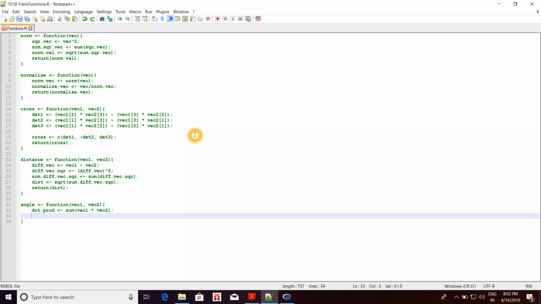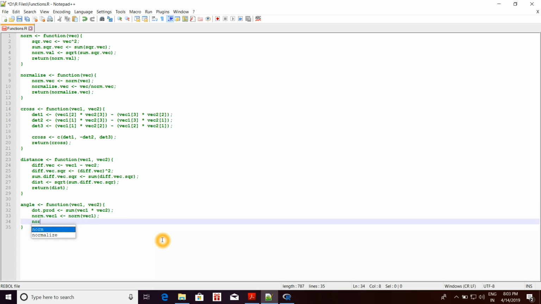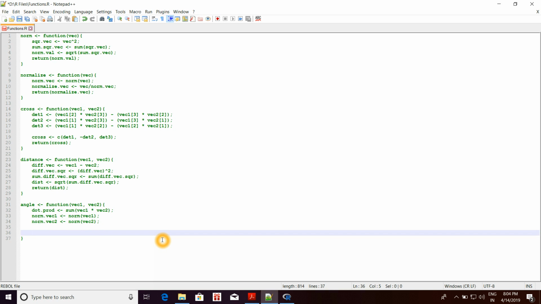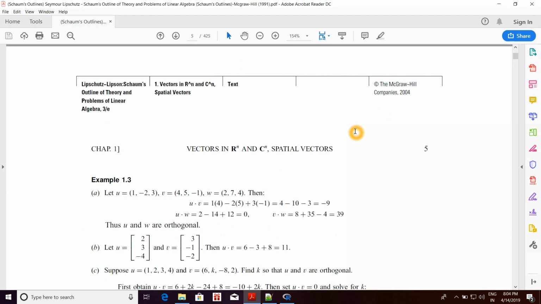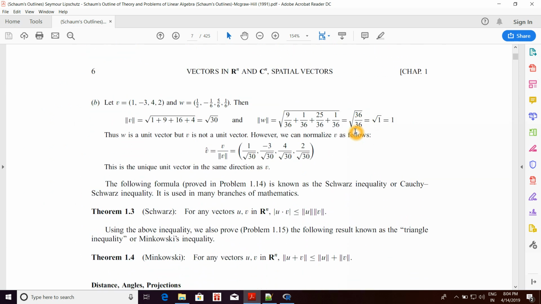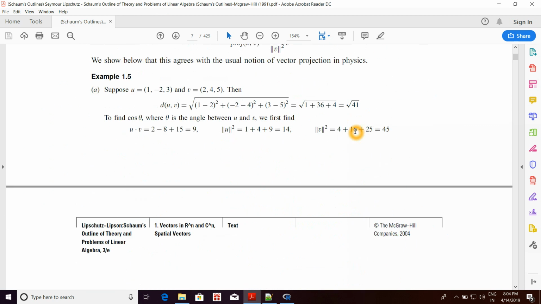Next we need the norm of any vector. So norm dot vec1 will be norm of vec1, and norm of vec2 is equals to norm of vec2. Next we have to square it.